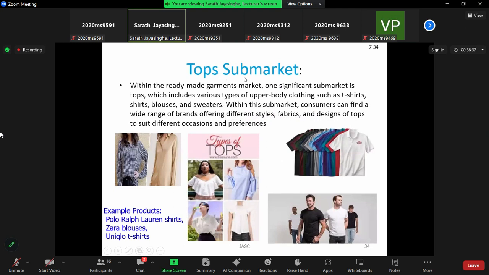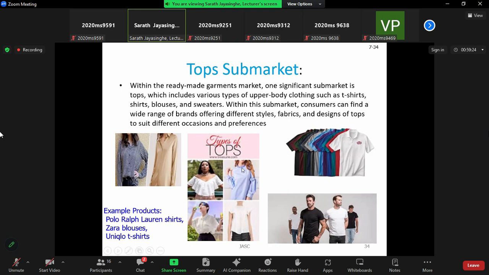So then you can see the tops submarket. Tops means whatever you wear on your upper body, right? T-shirts, shirts, blouses, different types of things. There are some examples, brands, right? Within the ready-made garments market, a significant submarket is tops, which includes various types of upper body clothing, such as t-shirts, shirts, blouses, and sweaters. Within the submarket, consumers can find a wide range of brands offering different styles, fabrics, and designs to suit different occasions and preferences.